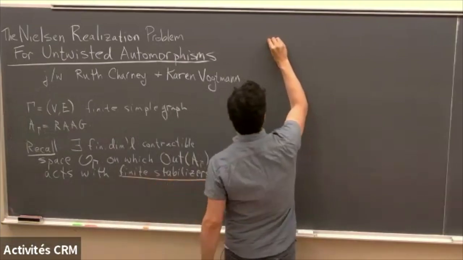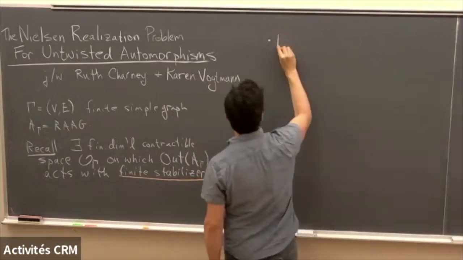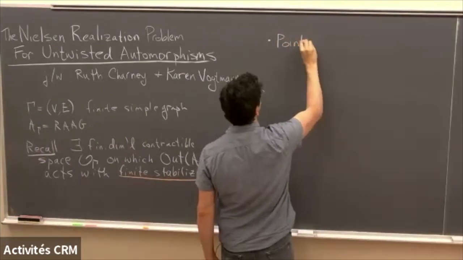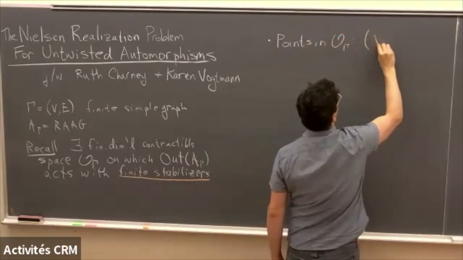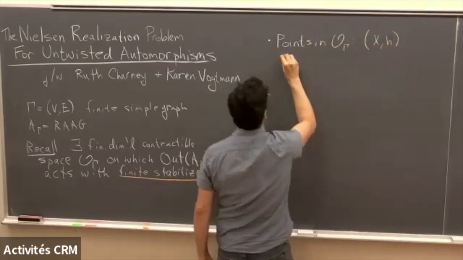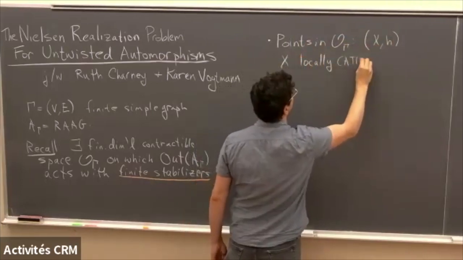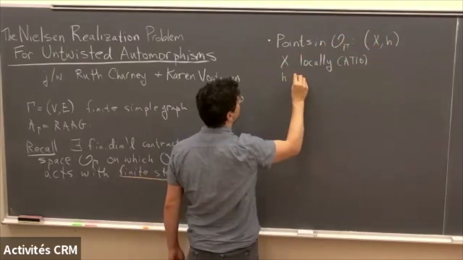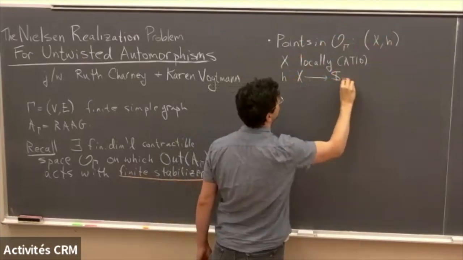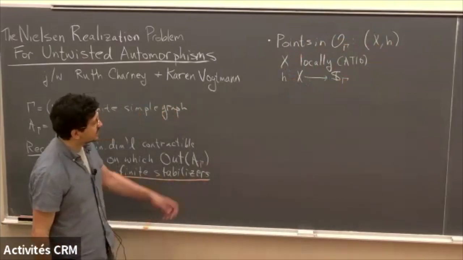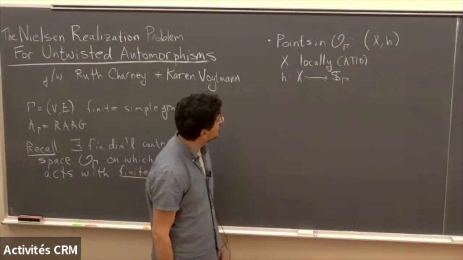So the space, it's not just a space that Out(A gamma) acts on. We know what the points look like inside of it. So points in O gamma are pairs (X, h), where X is a locally CAT(0) space, and h is some homotopy equivalence from our space X to the Salvetti complex. So this is a marking. It identifies the fundamental group of our X with A gamma.